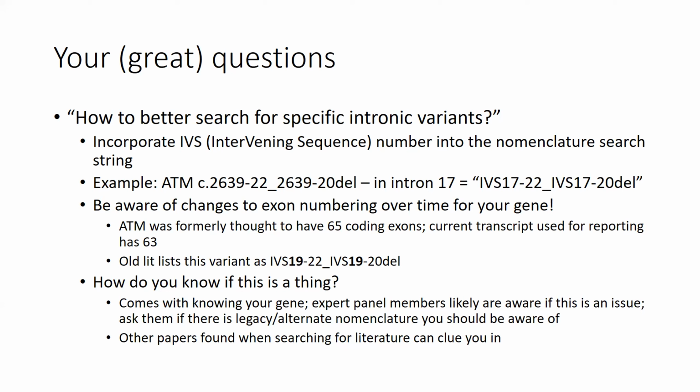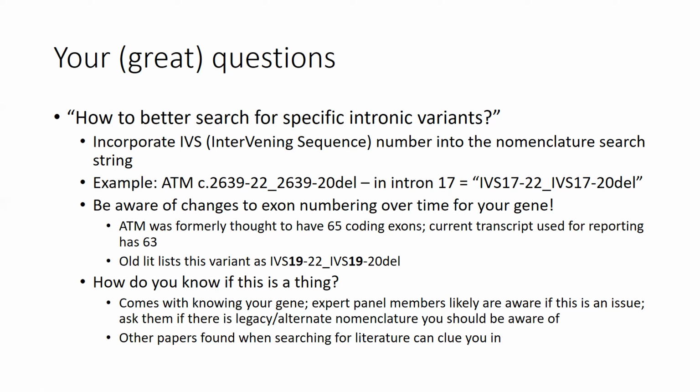So when you're first starting out, especially getting to know a gene, you might go, oh my God, how do I even know if this is a thing? How do I know if this is an issue for the gene that I'm trying to search, trying to be thorough and find all the literature on? This kind of information sometimes just comes with knowing your gene. Expert panel members are likely aware if this is an issue because some of them have probably been looking into this gene and familiar with it for decades.